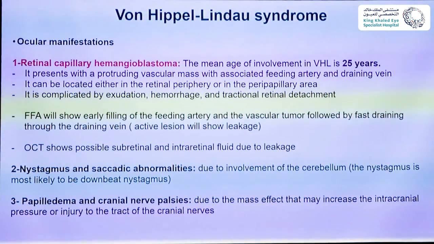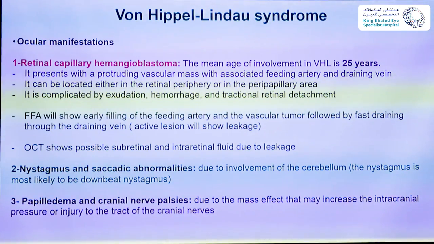FFA shows early filling of the feeding artery because it is large and tortuous, with high flow in these vessels. So it will show early filling of the feeding artery going to the vascular tumor, and after that, because of the fast flow, fast draining of the tumor by the draining vein. These lesions need treatment, and in follow-up you know an active lesion by FFA because it will still show persistent leakage. OCT can show associated subretinal and intraretinal fluid if you have a leakage or active lesion.